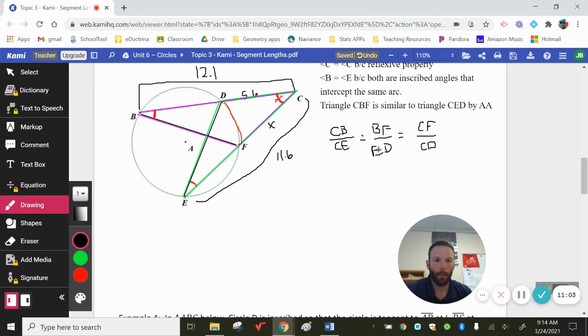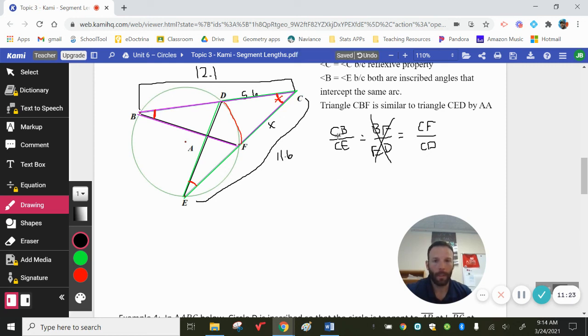And just like I've done before, I want to figure out which of these ratios I am not using in this case. I'm going to not use the ones from B to F and D to E. Those are the ones I don't have any kind of lengths for. So BF and DE is this one right here. Let's get rid of that. And then just substitute what we do know.